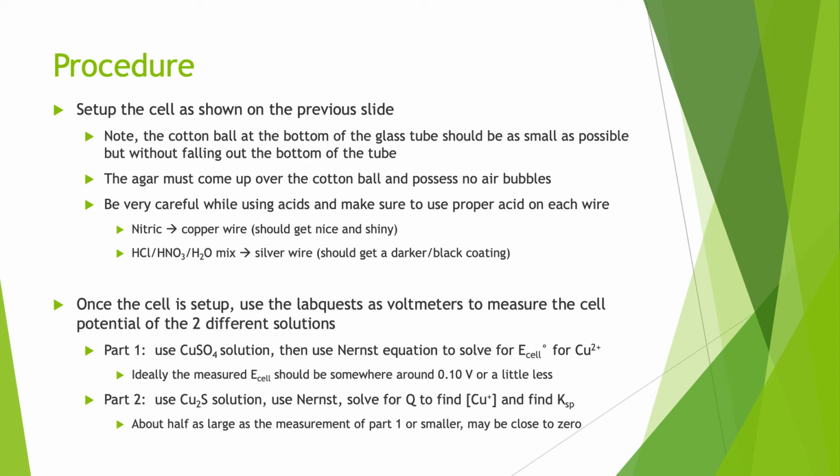Part 2 of the experiment, you're going to be using the copper sulfide solution, and you're again going to use the Nernst equation, only this time you're going to use it to solve for Q, which will help you find the Cu+ concentration once you know Q. Then you can use the Cu+ concentration to eventually find Ksp for that copper sulfide. That's the goal of part 2.